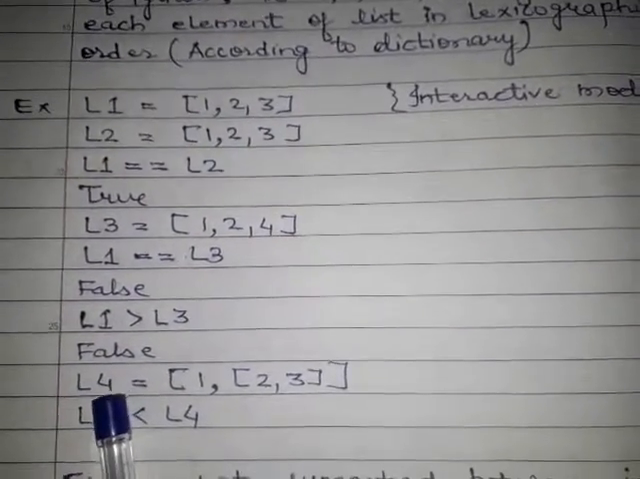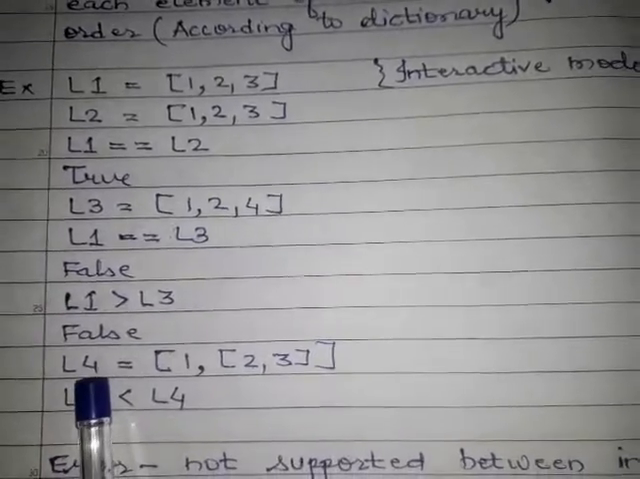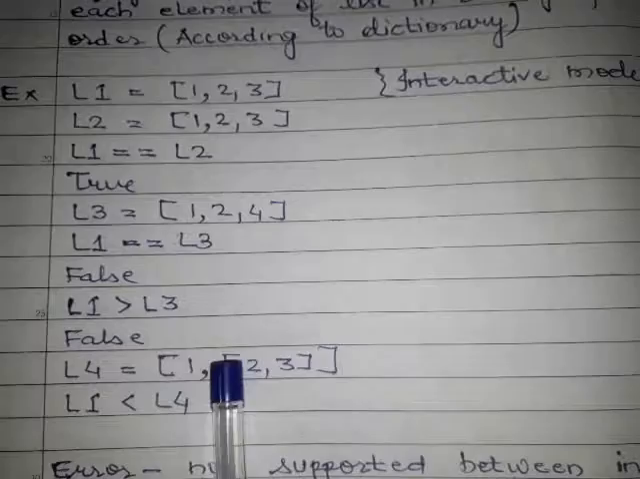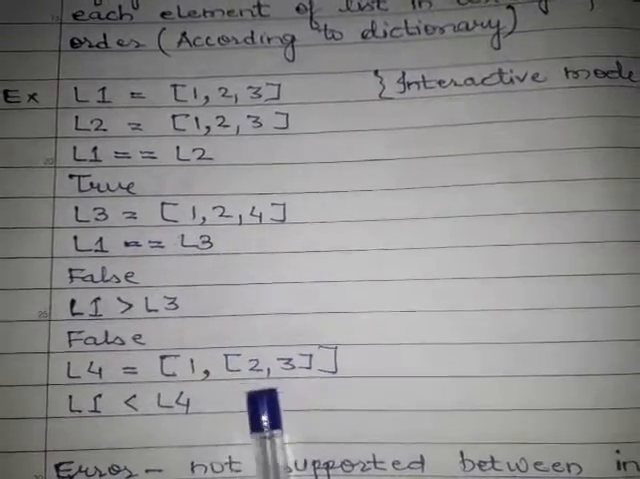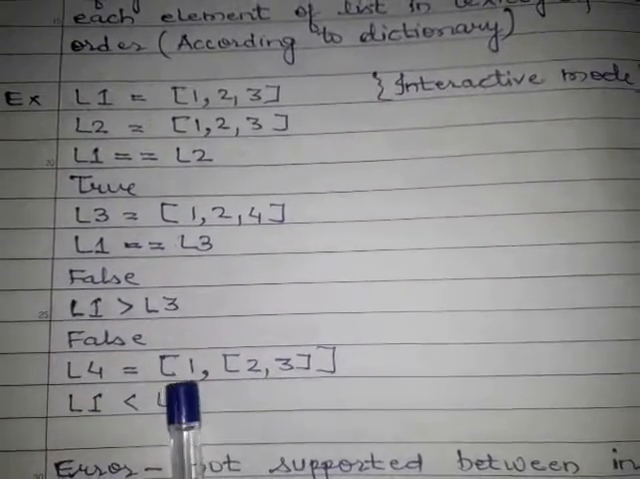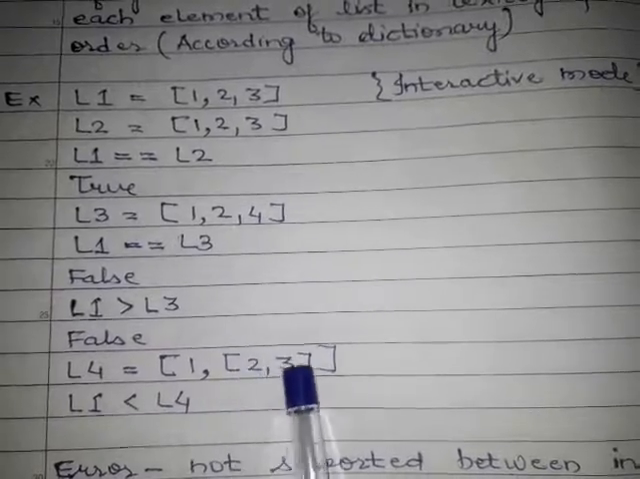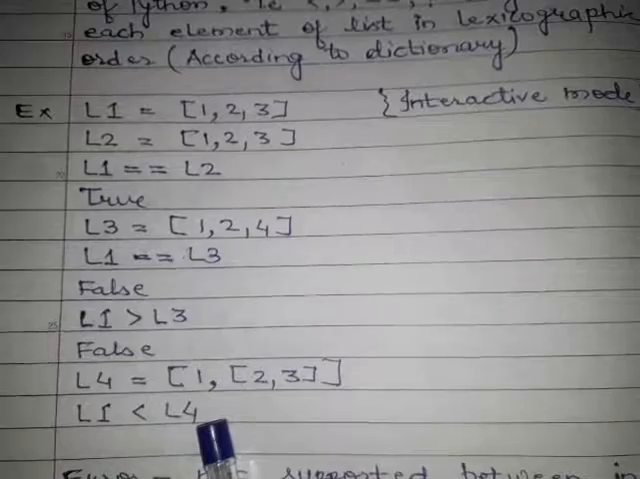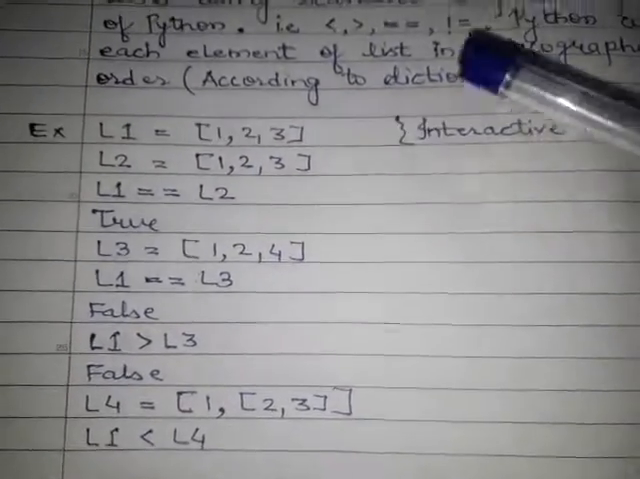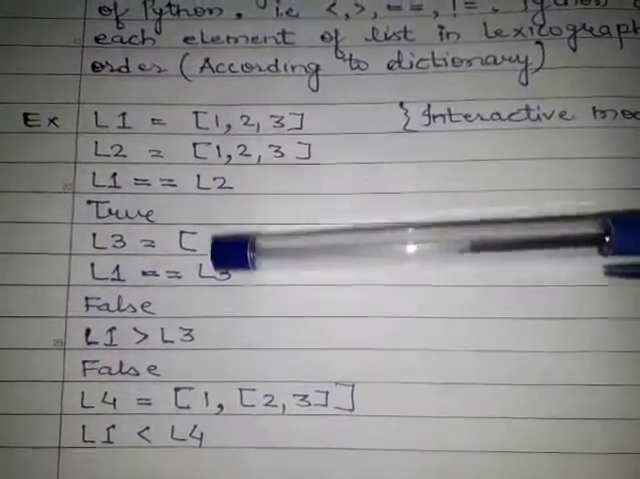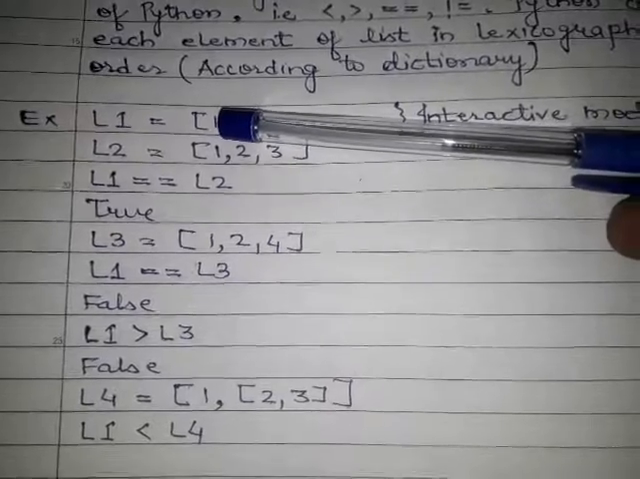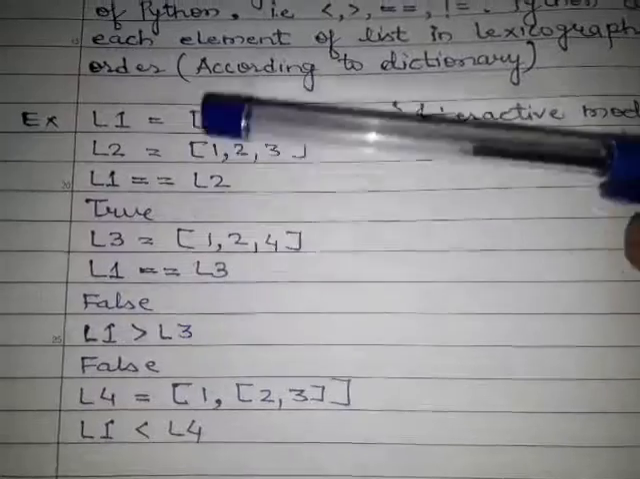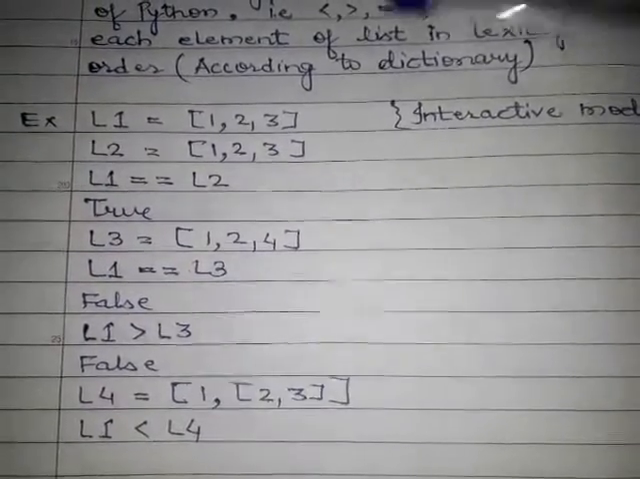Now I am declaring another list, L4, in which the first element is 1 but the second element is another list. So this is called a nested list, a list within a list. When I compare L1 with L4, the first element of L1 is an integer value, and the first element of L4 is also an integer value. No problem with the first element comparison.